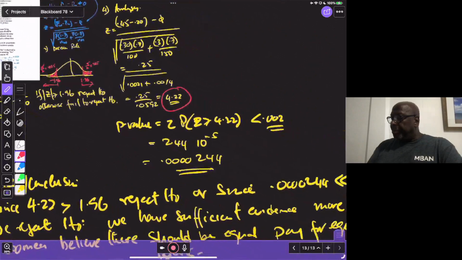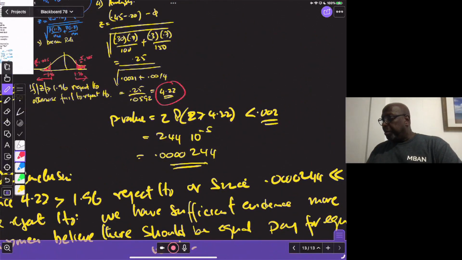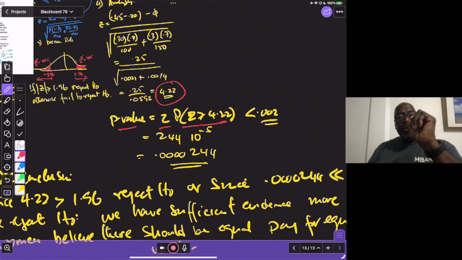All right. Remember, it's a two-tailed test, so the p-value is twice the probability that z is greater than 4.22. If we use our textbook and our table, we know that at 3.09 there's 0.001 left in that tail. It's a two-tailed test, so we must multiply by 2. So 4.22 would mean that the area in the tail is less than 0.001, but since there are two tails, we have to multiply by 2. So the p-value is less than 0.002.